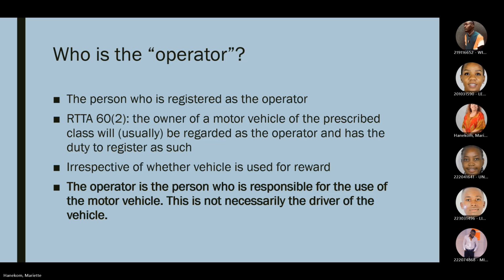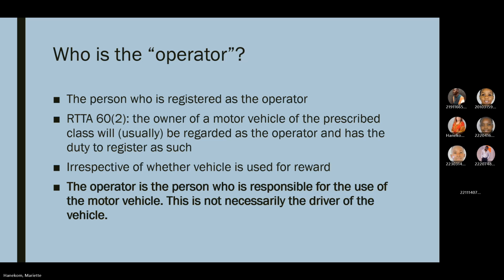Let me give an example of this. Let's say Leslie Ann owns a vehicle that she uses as a taxi. But Michael drives for her. She doesn't drive the car herself. Michael does the driving, but Leslie Ann owns the vehicle. Leslie Ann will register as the operator. Michael is the driver. He needs the appropriate public driver's permit to be allowed to transport passengers for reward. But the operator, Leslie Ann, registers as operator.